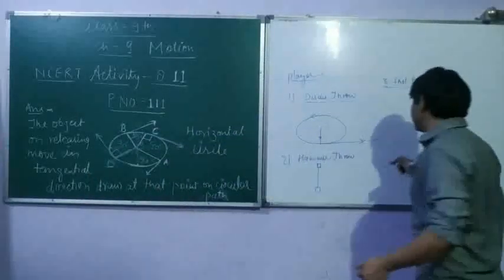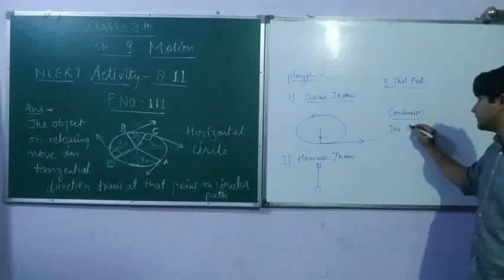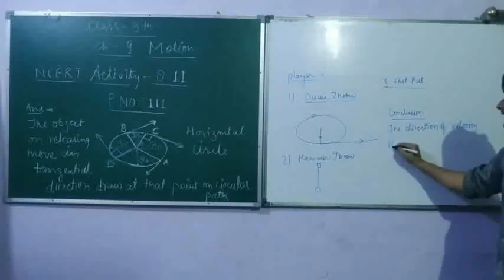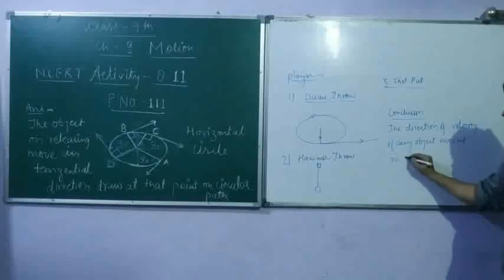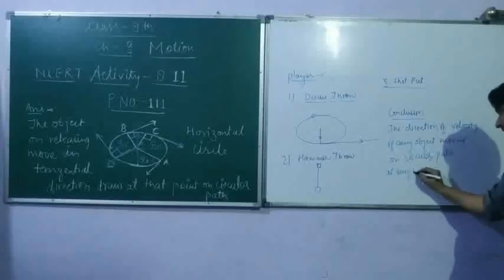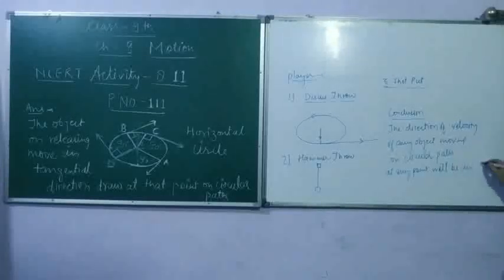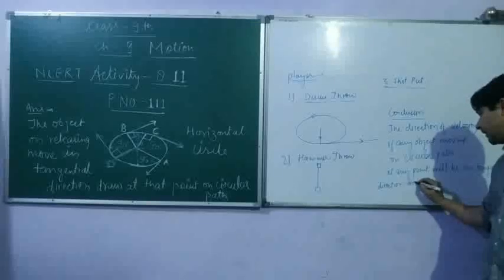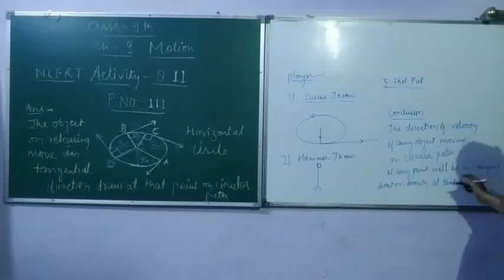So you may write down in conclusion: the direction of velocity of any object moving on a circular path at any point will be in tangent direction drawn at that point. Okay, so this is the conclusion.